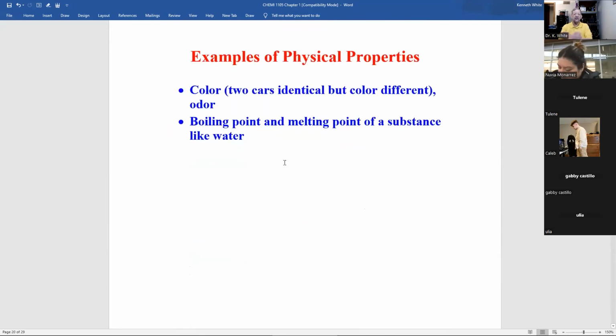Now, what would be an example of a physical property? Oh, I better be subtle again.